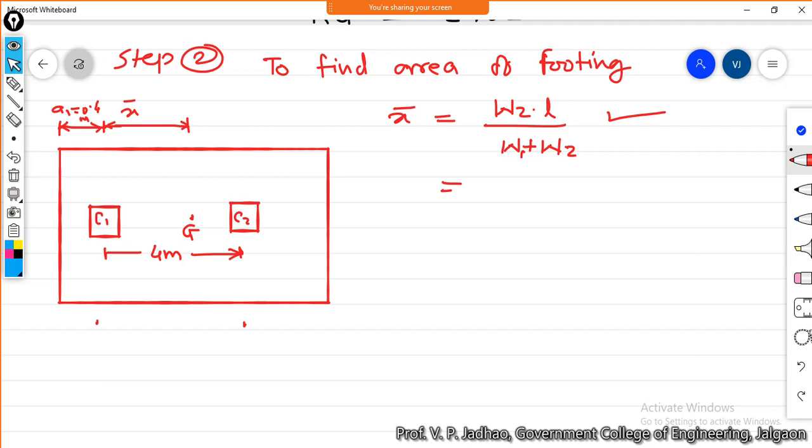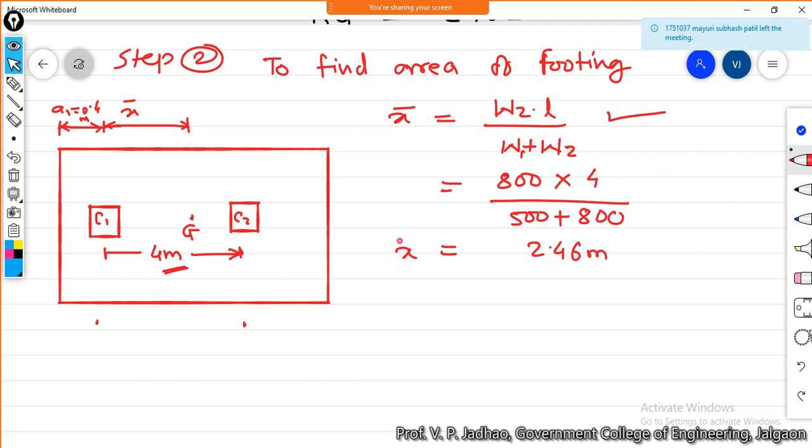Okay, so we have W2 is equal to 800 kilonewton multiplied by length L, which is 4 meter, divided by W1 plus W2, which is 500 plus 800, that is 1300 kilonewton. So this x bar comes out to be 2.46 meter. This particular distance is 2.46 meter. We have this A1 already given in the problem, that is equal to 0.4 meter.